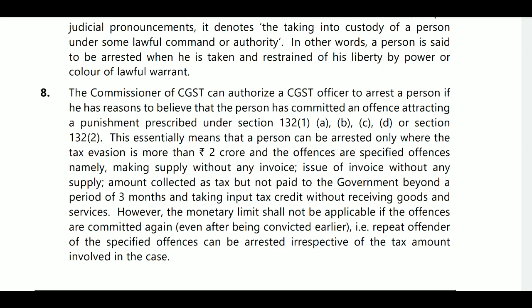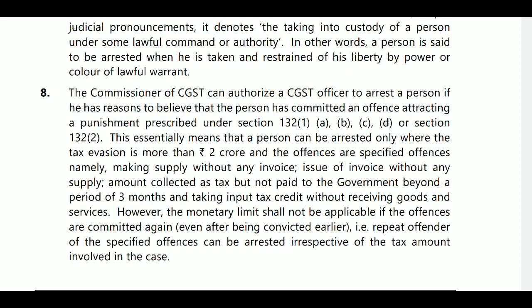And the offences are specified offences, namely making supply without any invoice, or issuing invoice without any supply, or amount collected as tax but not paid to government. In these cases, the first is supply without invoice: he is doing the supply but he is not issuing the invoice, or issuing invoices but there is no supply, or amount collected as tax but he is not paying to the government beyond a period of 3 months, and taking ITC without receiving the goods and services. He is taking the ITC but the goods were not received.